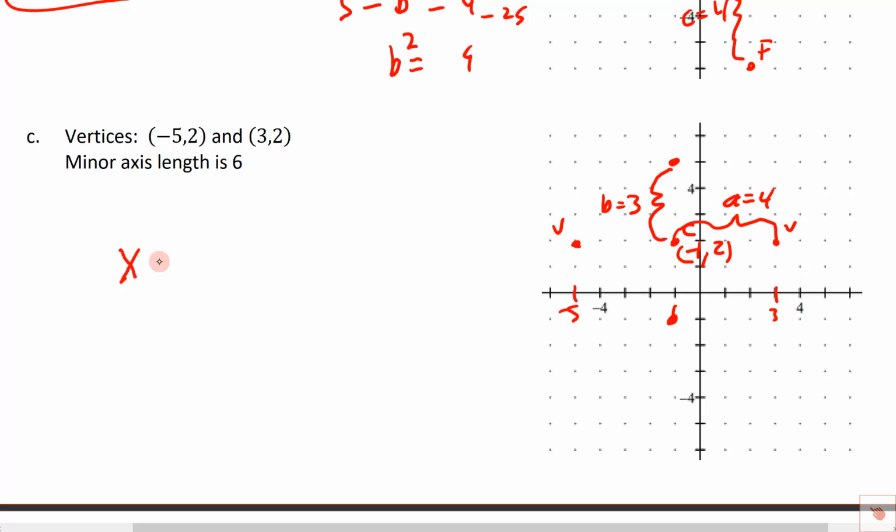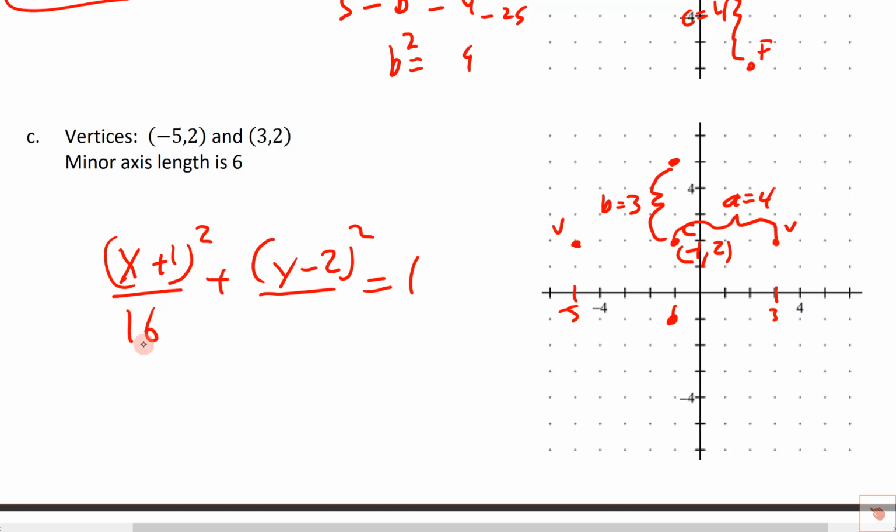So x minus 1, quantity squared. Y minus 2, quantity squared. That's going to equal 1, and then no formulas or anything like that. We're going to put a 16 underneath the x, because in the x direction we went 4 units from the center, so we're going to square that. In the y direction we go 3 units in each direction, so whoops.